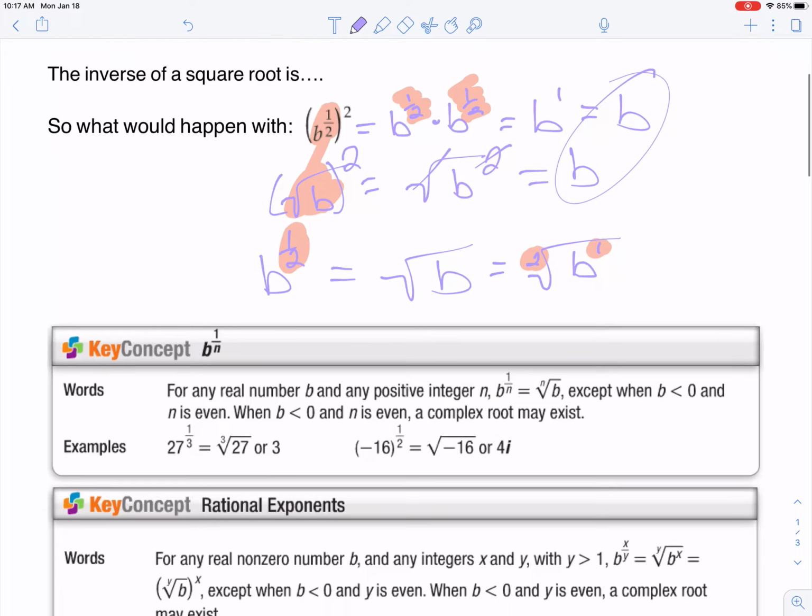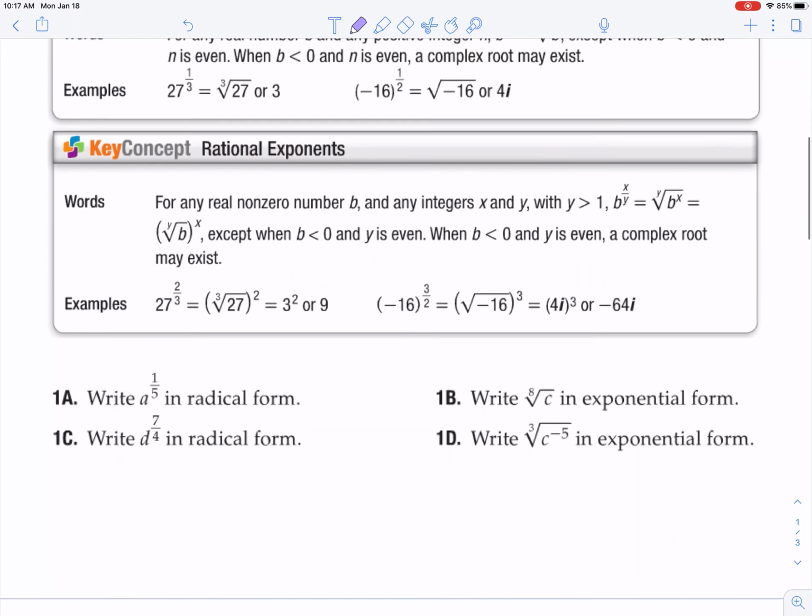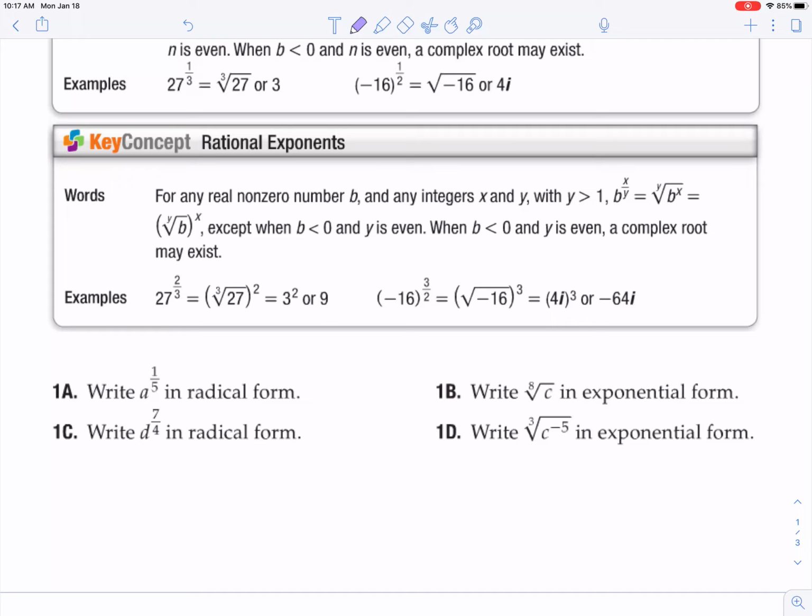As I look down at the key concepts here, they explain those in more words. The biggest thing I want you to notice here is this 3 and this 2 coming from the 2/3, and the fact that you can actually simplify that. You see how they said the cube root of 27 is 3, because 3 times 3 times 3 is 27. So that's how they get to the 3, and then they squared it, and 3 squared is 9. So they were able to simplify this down to 9. And you're going to do a little bit of that on your homework.